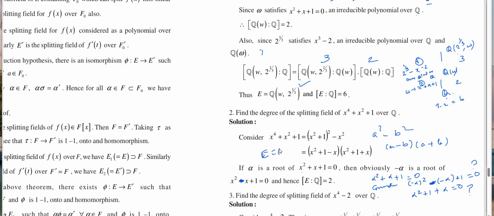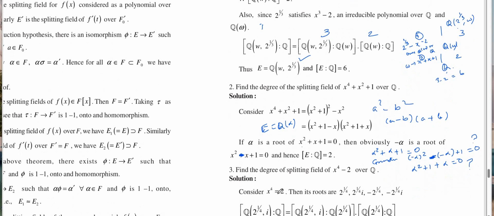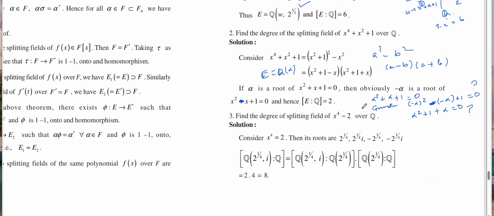E is just adjoin alpha to Q, so that will give the splitting field. Next is to find the splitting field of the polynomial x power 4 minus 2 over Q. You have to solve this. The fourth roots of unity are 1, minus 1, i, minus i. So 2 power 1 by 4, 2 power 1 by 4 i, minus 2 power 1 by 4, minus 2 power 1 by 4 i. These are the 4 roots of this fourth degree polynomial.